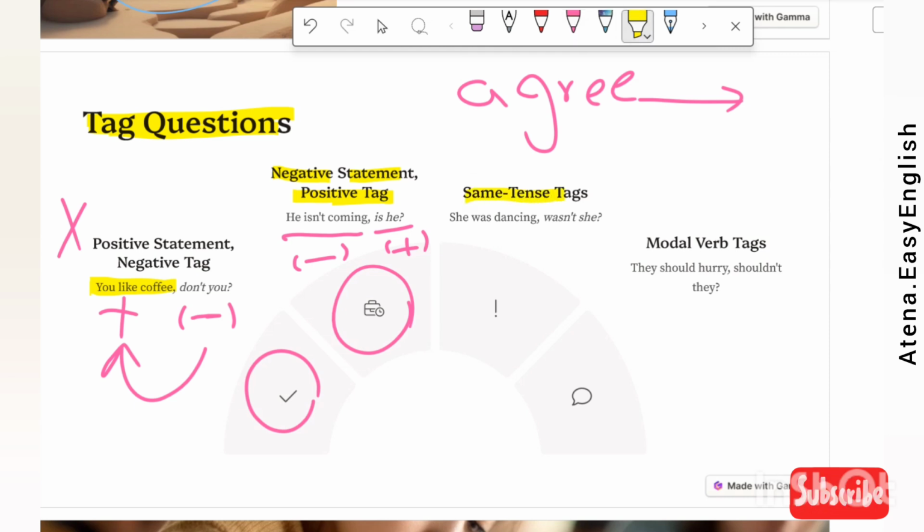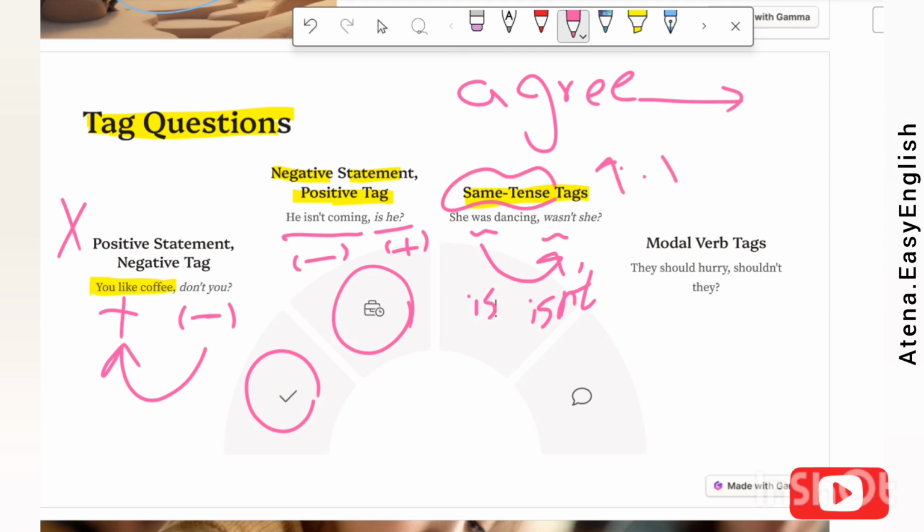And here, same tense tags. She was dancing, wasn't she? So in here, it says if it was, you use wasn't. If it is, you should use isn't. Yes? Be careful about the tense. It should be the same. One of them cannot be past and the other present. Yeah? They all should be in the same tense. Be careful. It's a really important point.